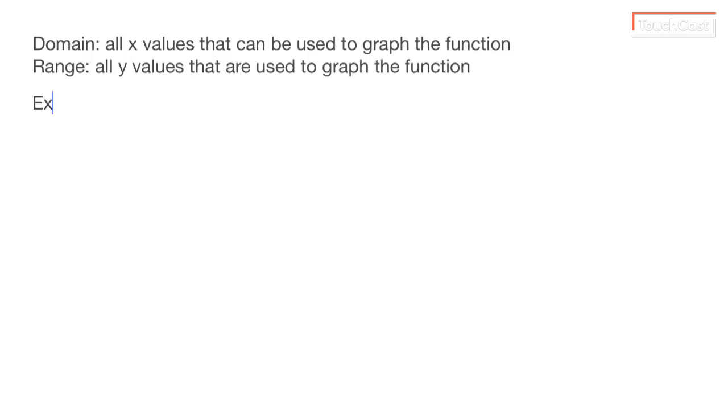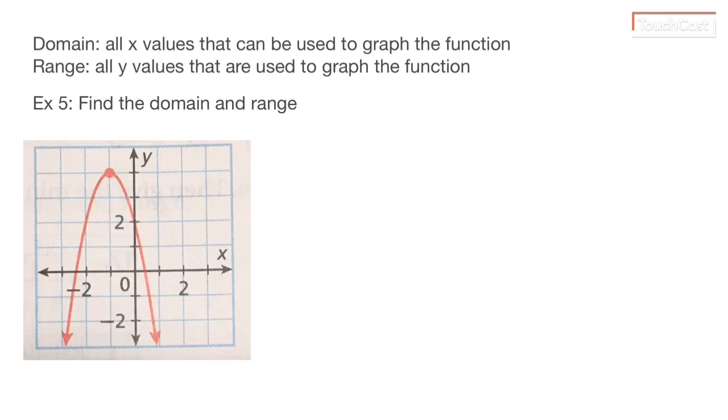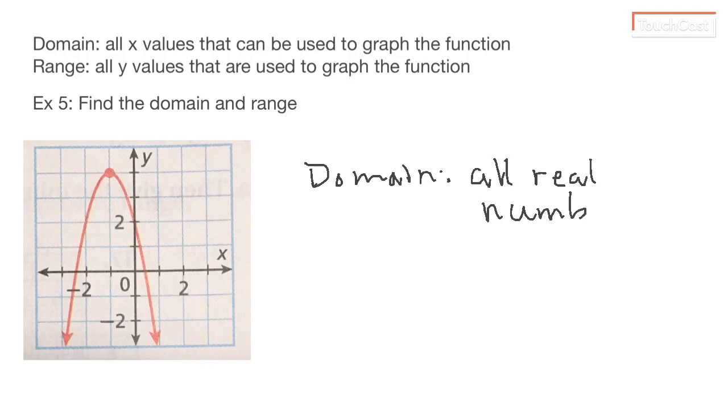So now in example 5, which for this video will be our last one, we are going to find the domain and range of the picture. And the picture looks just like this. So when we're asked to find the domain and range, with a normal quadratic, what we can say for the domain is it's going to be all real numbers. There's no numbers we can't use.